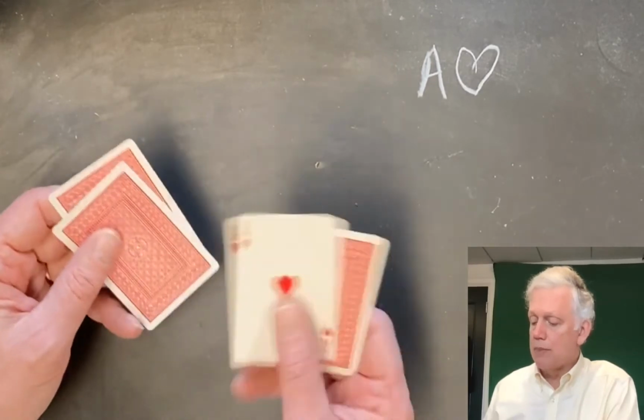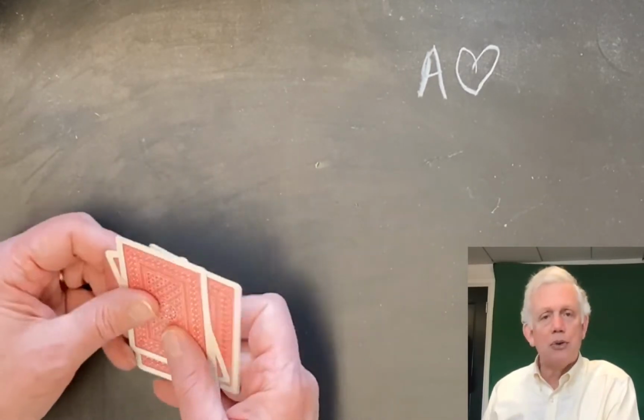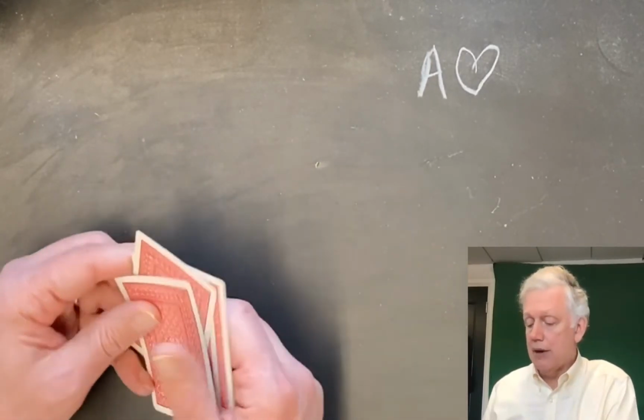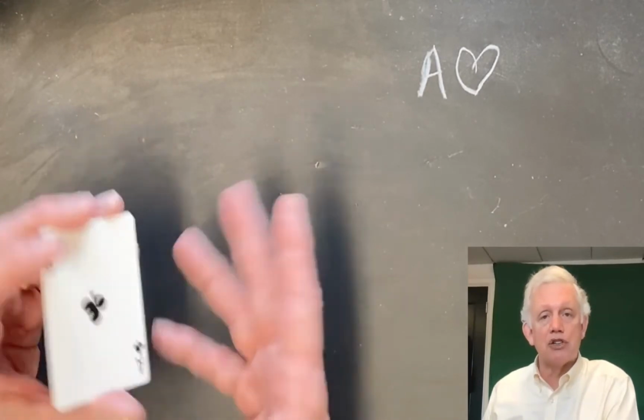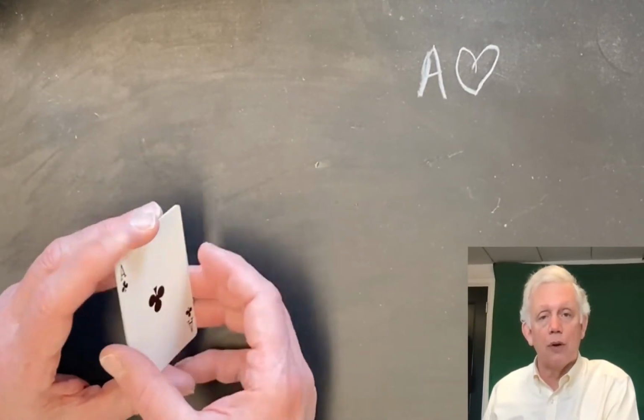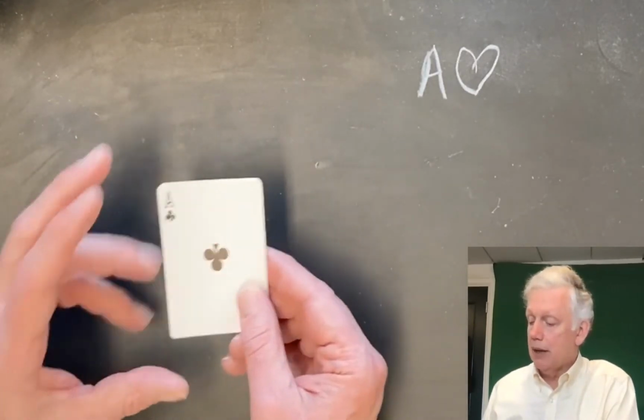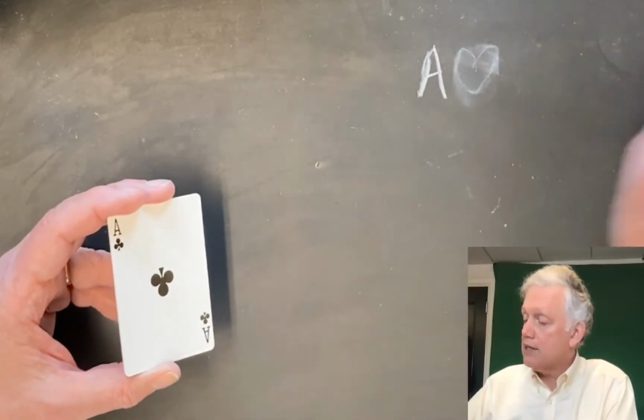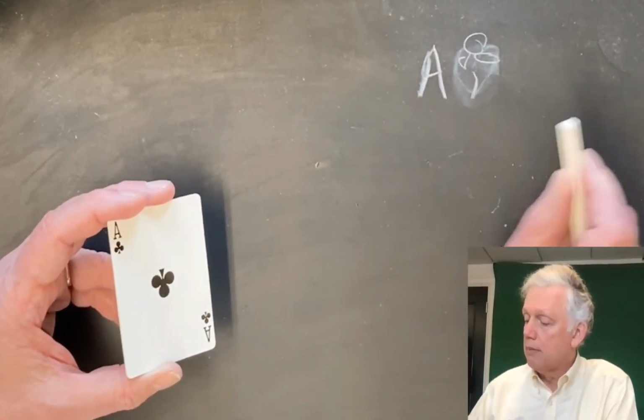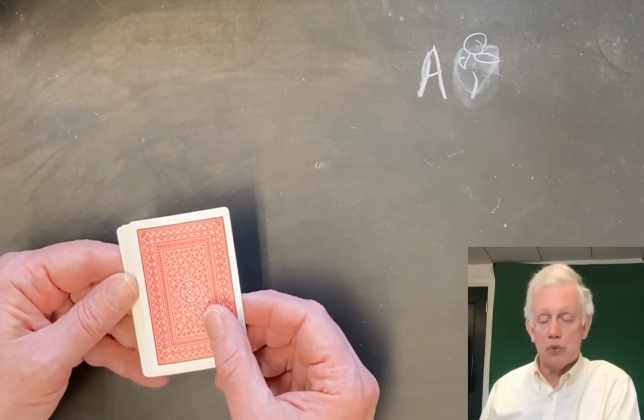So I'm going to perform this trick one more time. I'm going to do it a little bit faster. I'm not going to really do much commentary. I'm just going to describe the operations that I perform each time. This time, let's look for the Ace of Clubs. Okay? So the Ace of Clubs is what we're looking for.